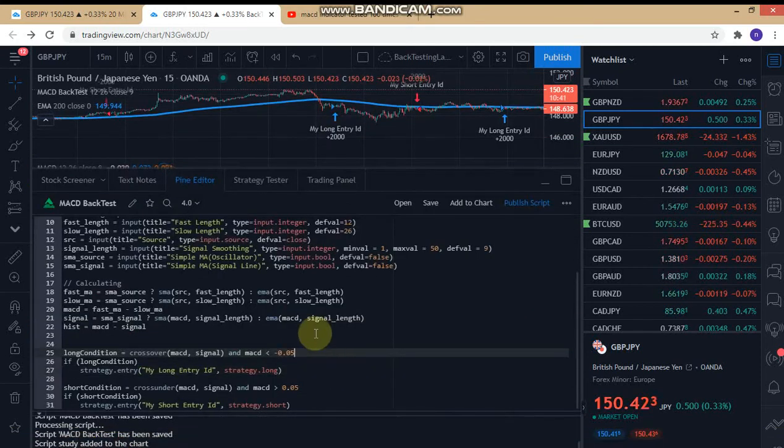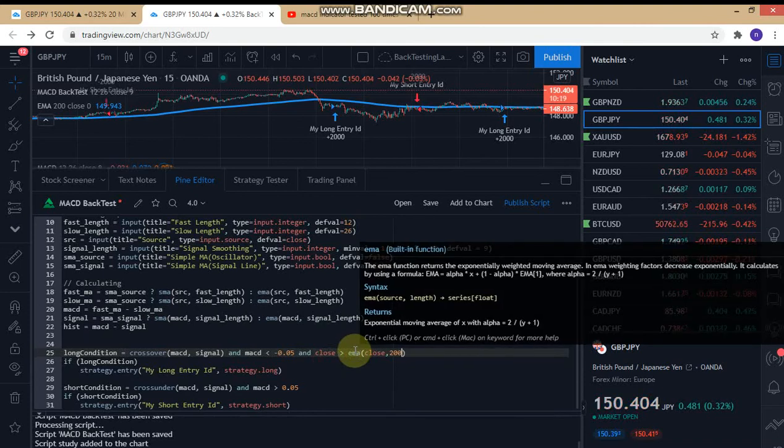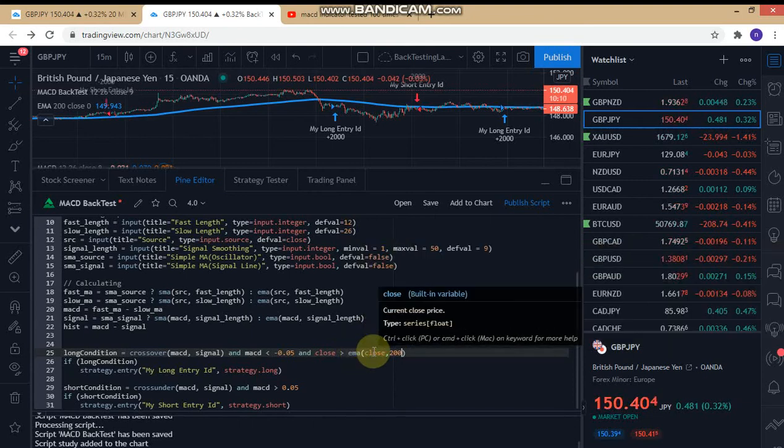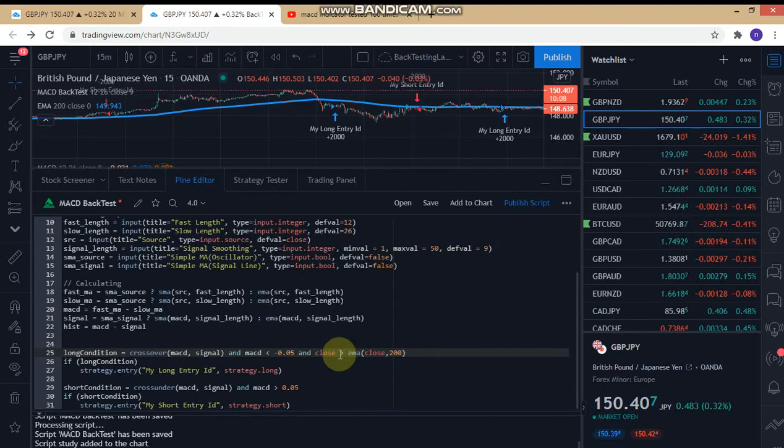Because TradingView already has an EMA function, we don't need to copy any more code. We'll just make the long condition close greater than EMA close 200. You see, put your mouse over the variable or the function, you're looking for EMA source and the length. Source will be close, length 200. Self-explanatory. And close less than EMA 200 for the short.